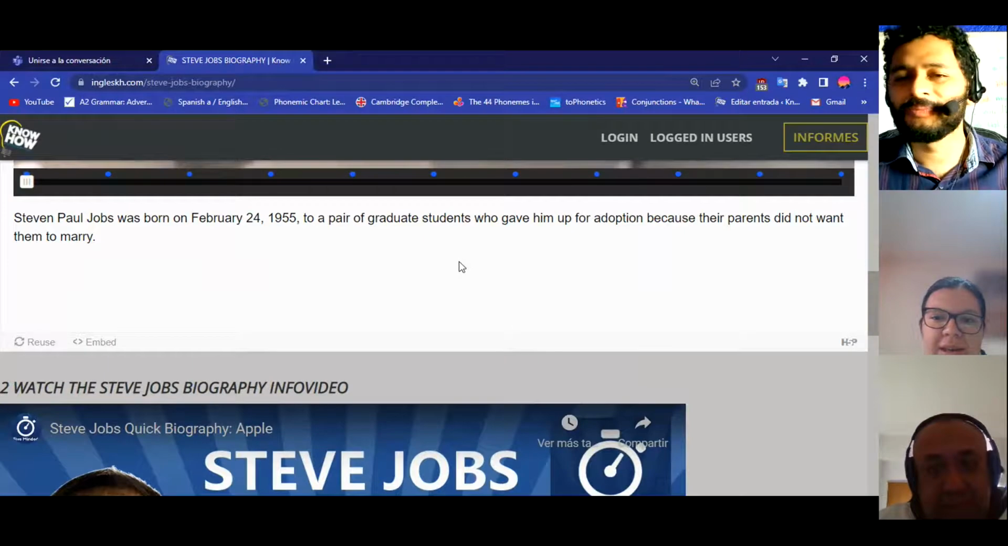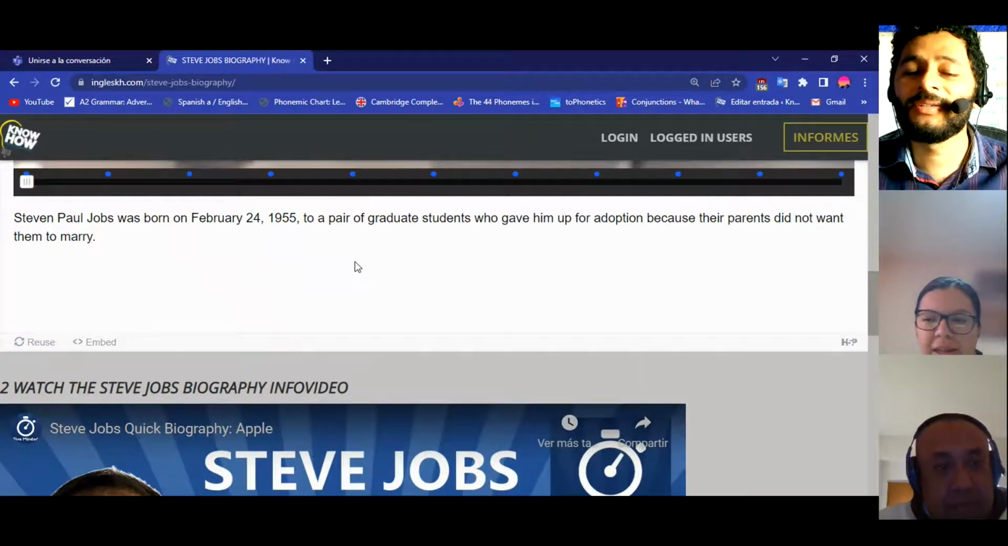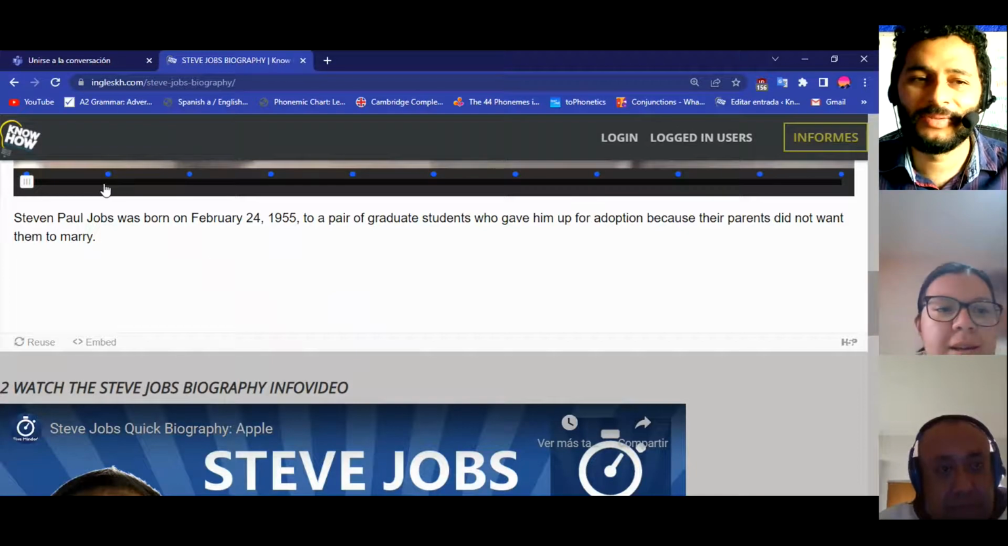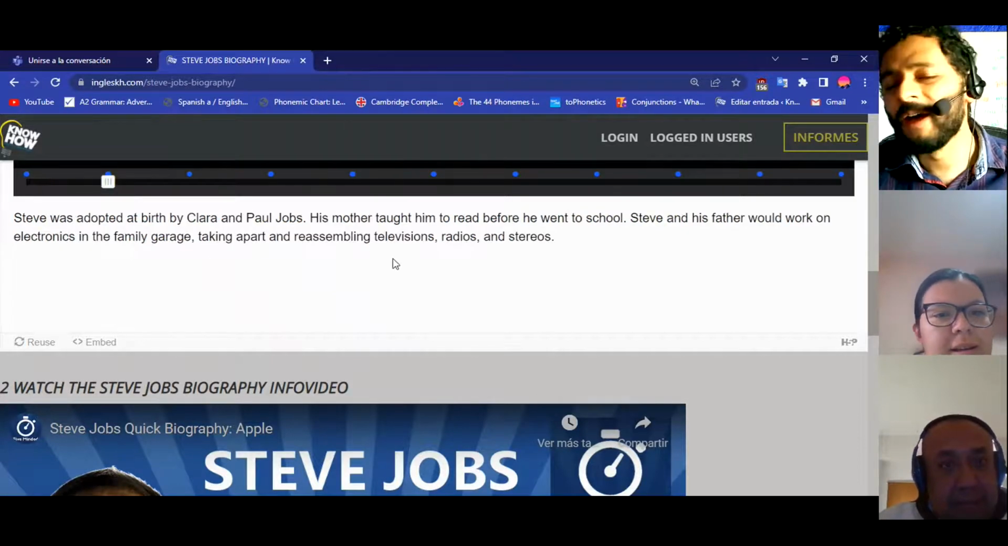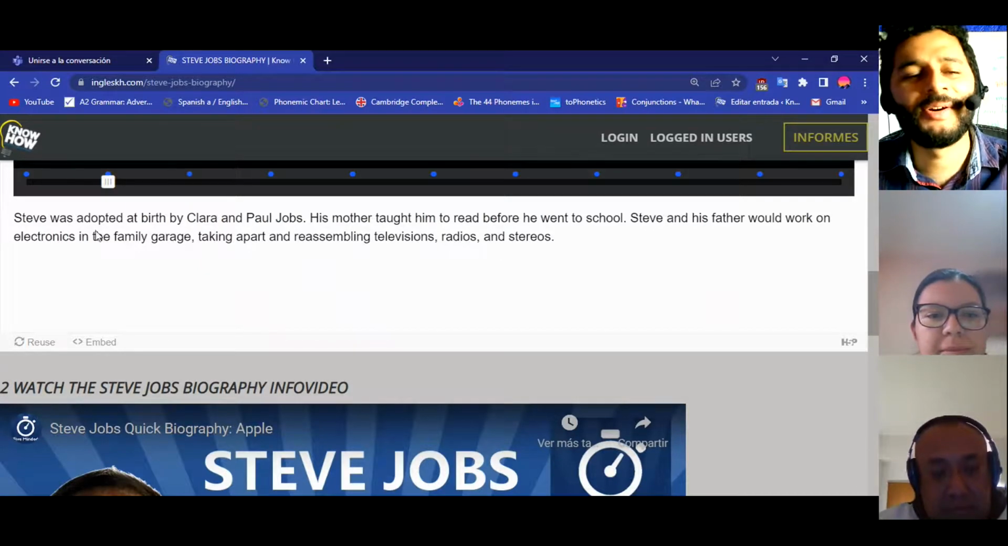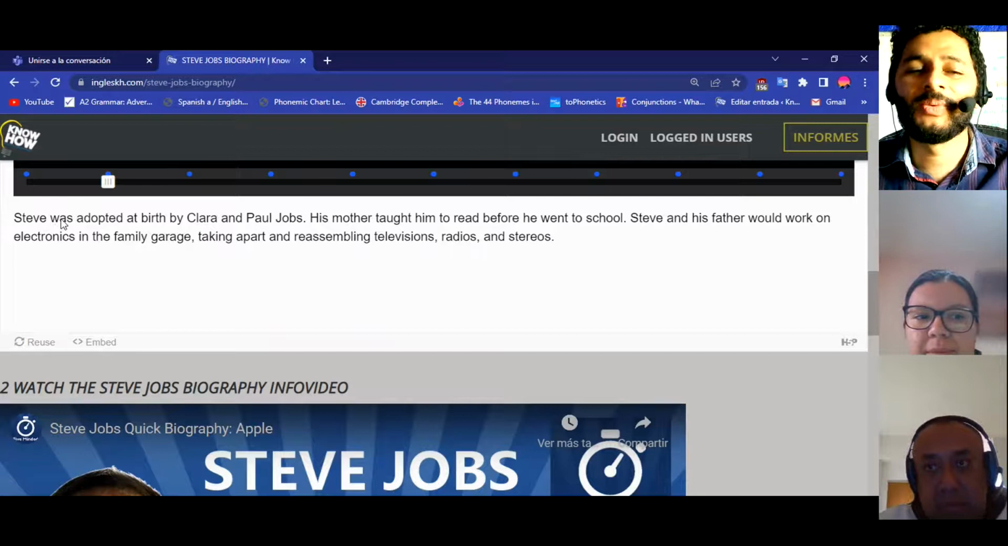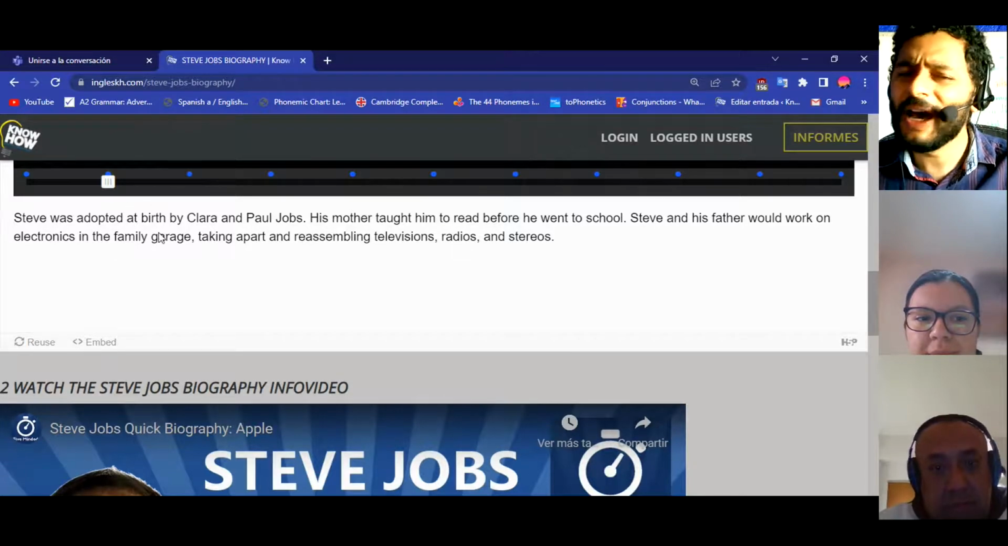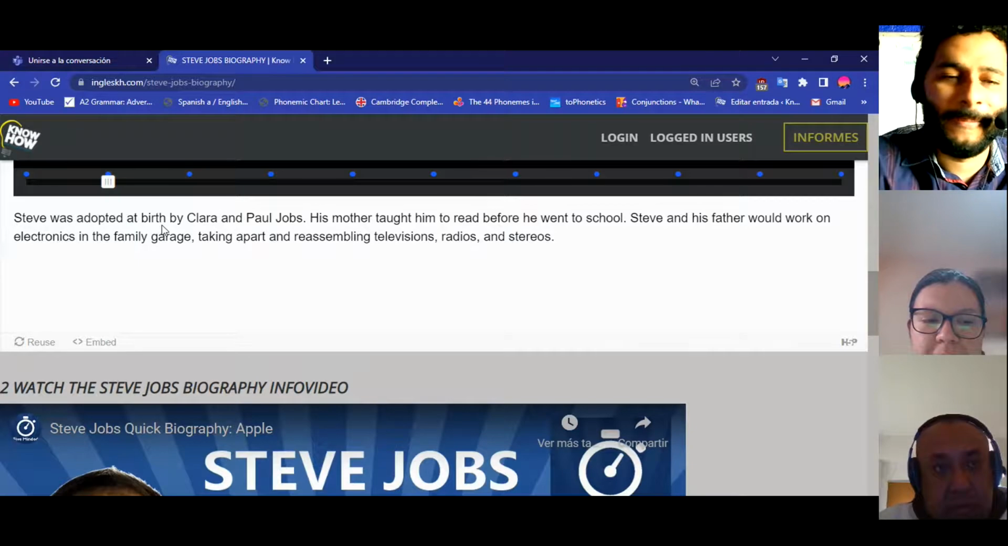Okay. Then we are going to concentrate our attention on the ED parts of this sentence, of this reading. Only this part: was, then this word, and then at and birth. How would you pronounce these four words?